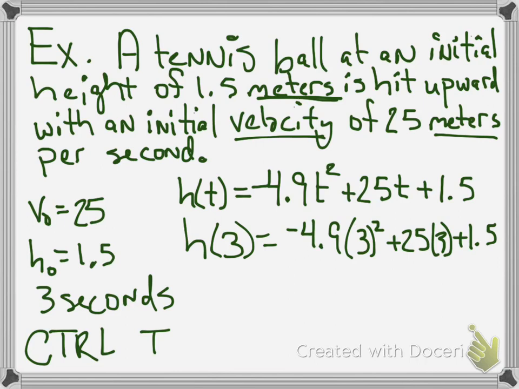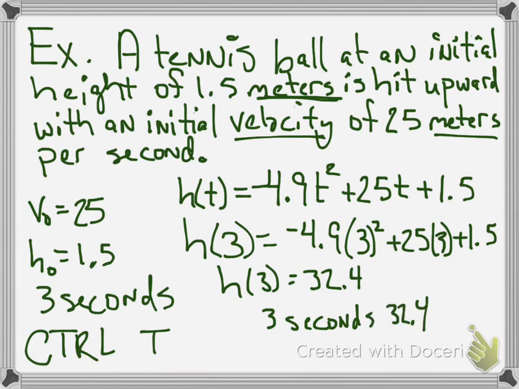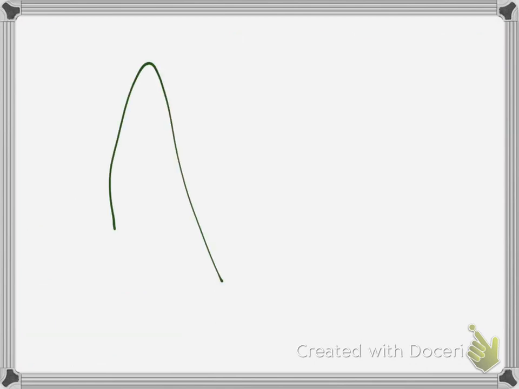If you were to type this into the calculator as is, you would get an answer of 32.4. Or at least that's the answer I got. So what that means is that at 3 seconds, this object is still 32.4 meters up in the air. Okay, so it still hasn't even hit the ground, because all of these graphs are going to go up and down like that. And I'll show you a graph of that in a minute.